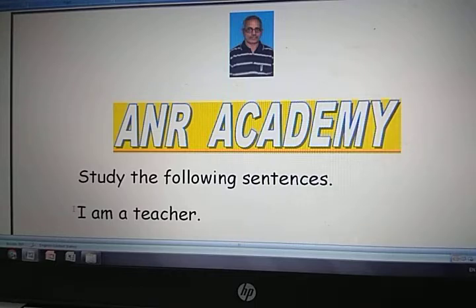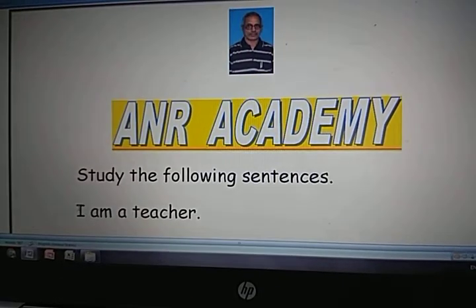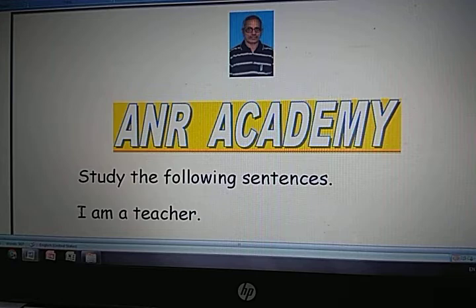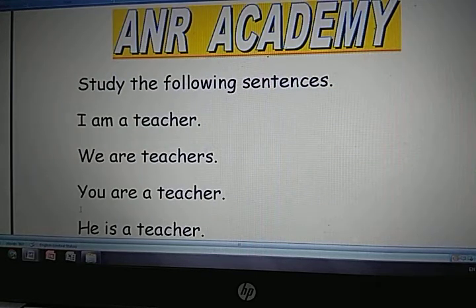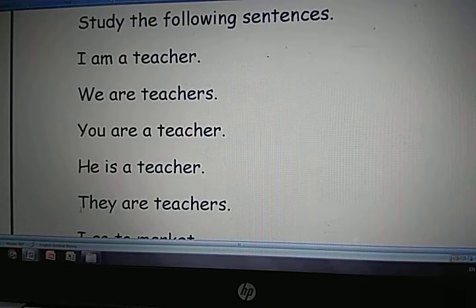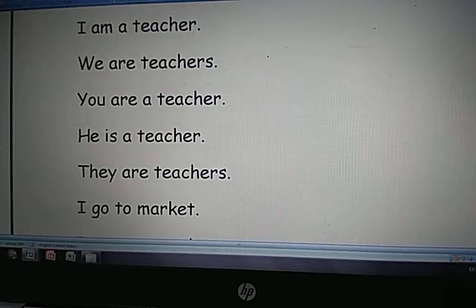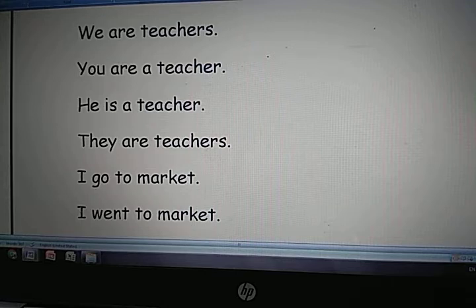Study the following sentences. I am a teacher. The first sentence is I am a teacher. Second sentence is we are teachers. The third sentence is you are a teacher. Next sentence is he is a teacher. They are teachers. I go to market. I went to market.